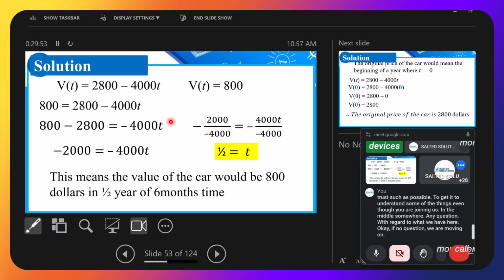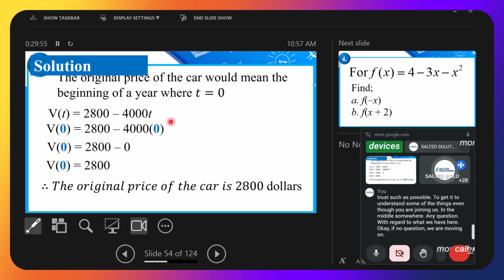Okay, so for the third part of the question, we are supposed to find the original price of the car. For this part, it is testing our logical reasoning. At the time when we have the original price of the car, we expect that there haven't been any years passed. So we take time to be zero.